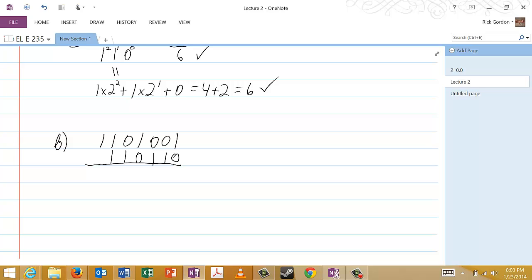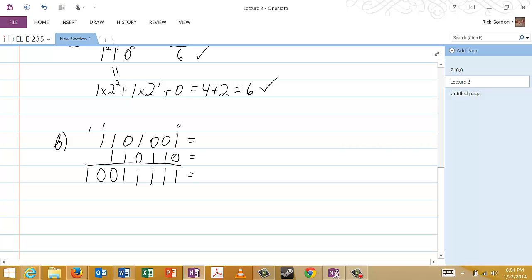Adding, I think, is still fairly straightforward. 1 plus 0 is 1, 0 plus 1 is 1, 0 plus 1 is 1, 1 plus 0 is 1, 0 plus 1 is 1, and 1 and 1 is 2, so that becomes 0, and I carry a 1. Again, 1 and 1 is 0, and carry 1, and 1 plus blank is 1. So we conclude that 1101001 plus 110110 is 10011111.